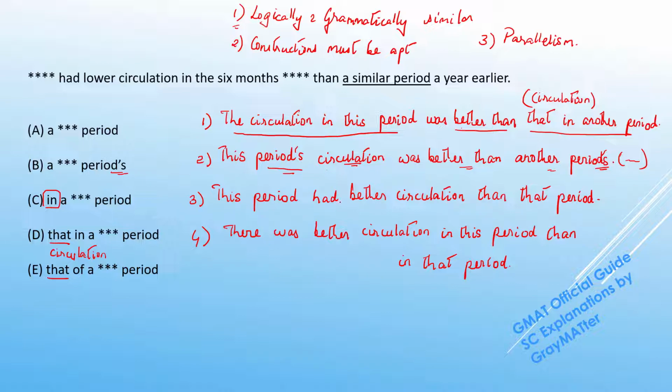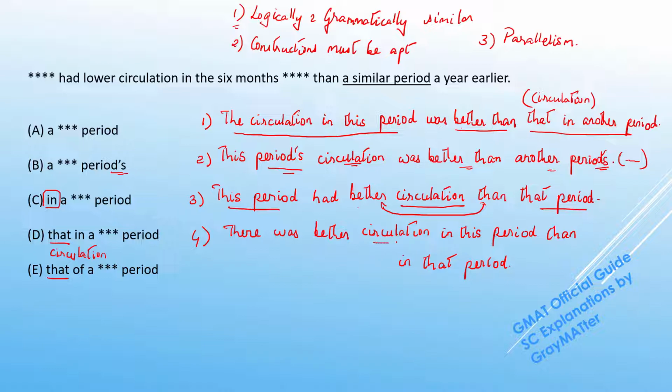Now number three, this period had better circulation than that period. Now, when compared with the constructions in 1 and 2, we can see that the word circulation is actually being introduced inside this comparative phrase. So when that's done, we don't need to mention the word circulation here outside the comparative phrase. So we don't, for example, need to say this period had better circulation than the circulation in that period. That would be absolutely inappropriate. So we just need to say this period and that period.